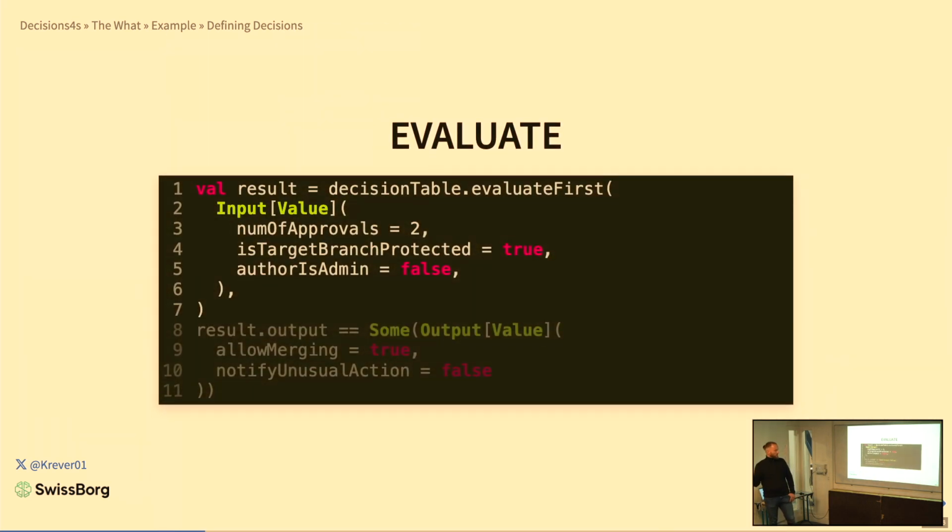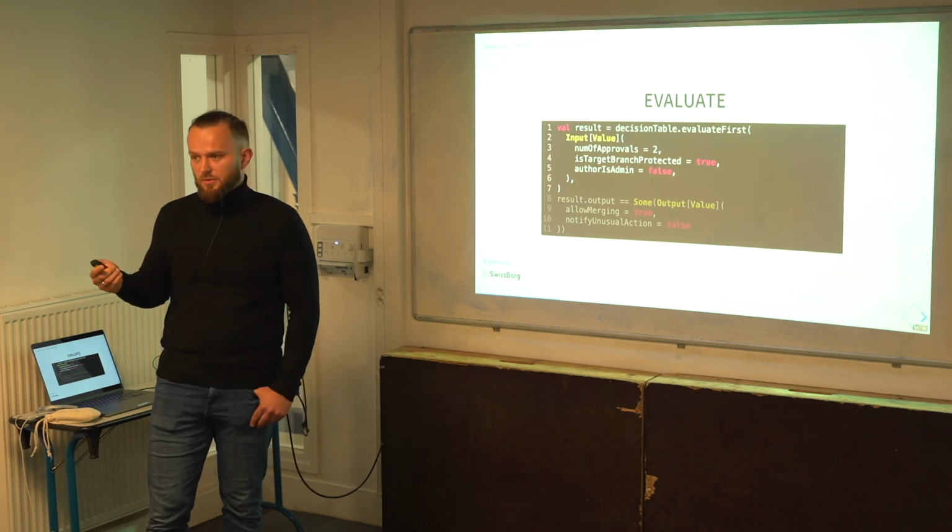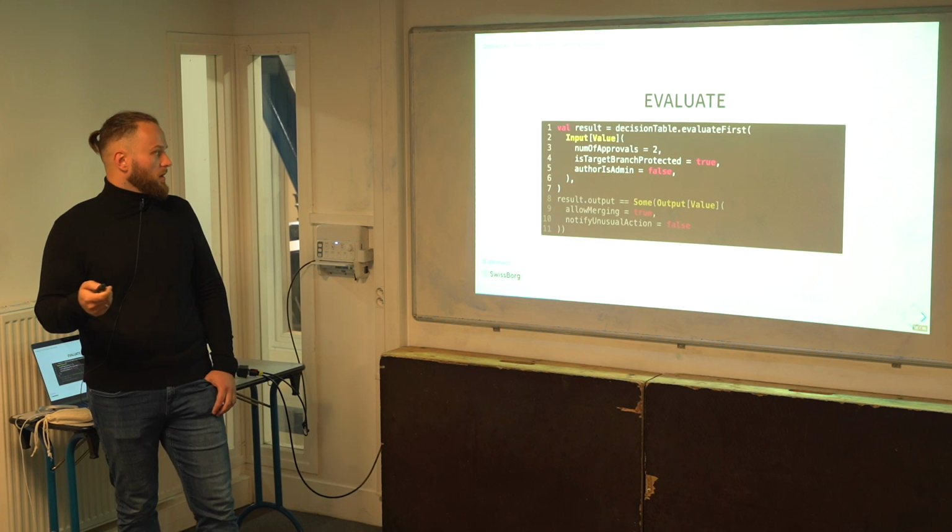Okay, so we have the table. Now we want to evaluate our business logic. That's pretty simple. We just specify the input. So, for example, 2 approvals, protected branch, not an admin, allow merging true, notify unusual action false. Okay?